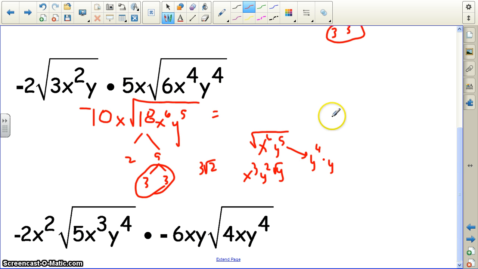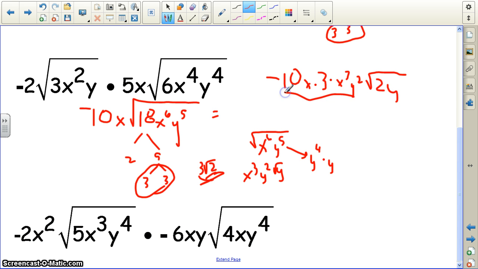Now I need to take everything that I have in common, so I'm going to write that up here. So right now I have that negative 10x from the very beginning of my problem times 3 from right in here, okay, so times 3 times x to the 3rd y squared. Now I need what's inside my radical. And then I have to simplify it one more time. Underneath my radical, I just have a 2 and a y. Now outside my radical, I need to simplify this. Okay, so I do negative 10 times 3 is negative 30.